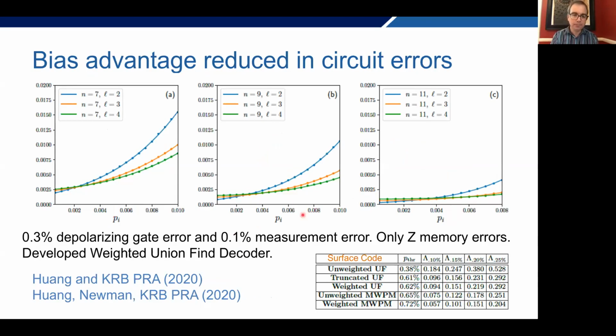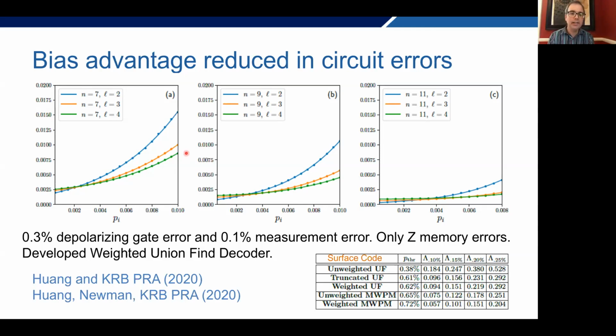Then my student Shilin developed a weighted union-find decoder, which improves on the performance of the union-find decoder, and then looked at the case where I have bias in the memory but basically depolarizing errors in gates. How does that depend on both the size of the surface code, where n is the length, 7, 9, and 11, and then this elongation, which should help with the bias. Here we have infinite bias.